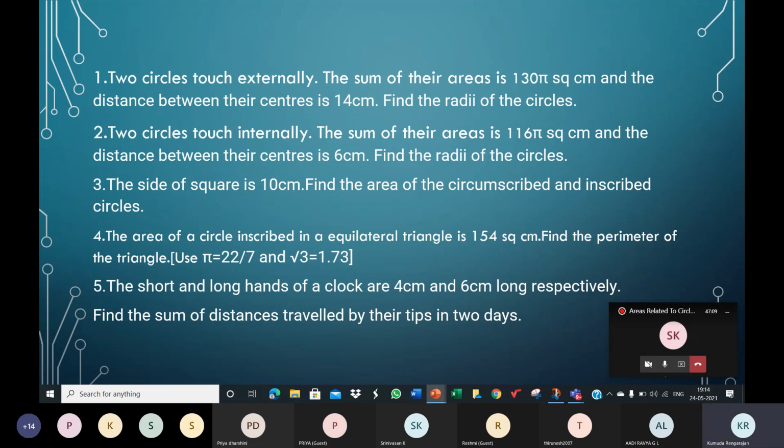The circumscribed circle will run outside the square through its vertices. The inscribed circle will lie inside the square, touching the four sides of the square. Write down the question, we'll see the figures.